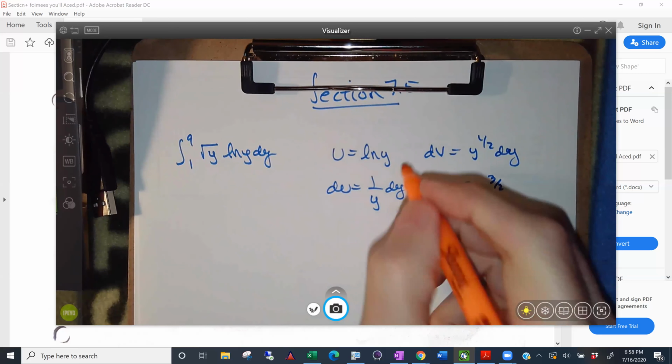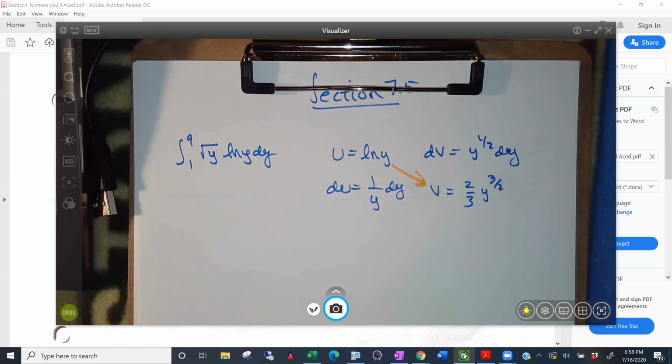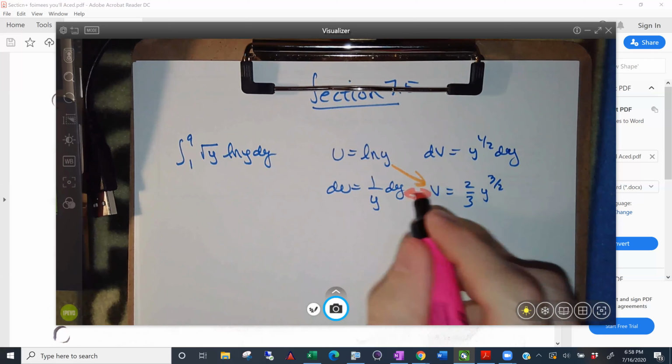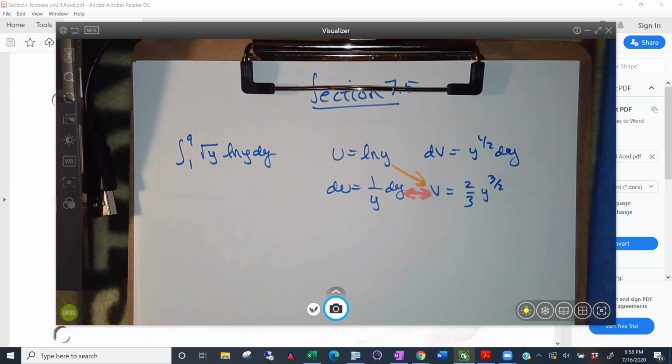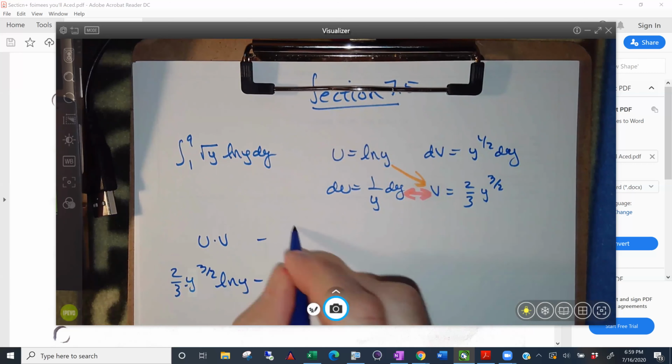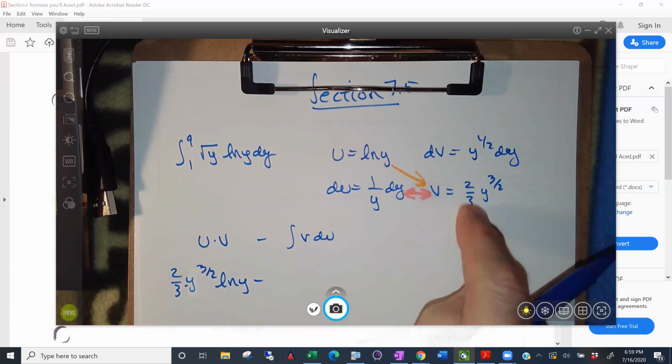It's going to be u times v minus the integral of v du. So let's rewrite that. U times v. I'll put the v part out in front. 2/3. That'll be y to the 3/2 times the ln of y. Y to the 3/2 ln of y minus the integral of v du. So that's product of these two.